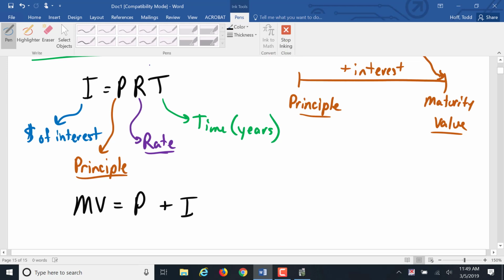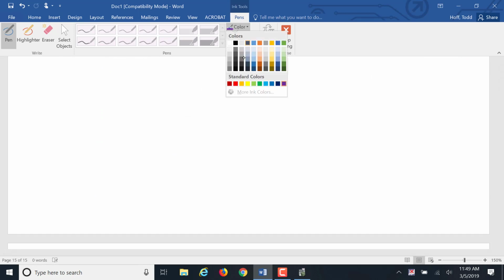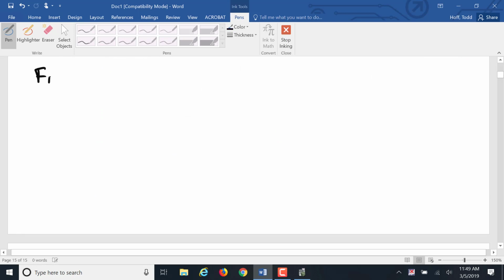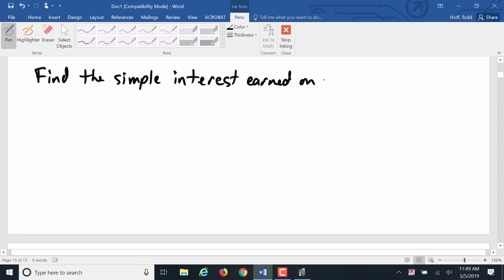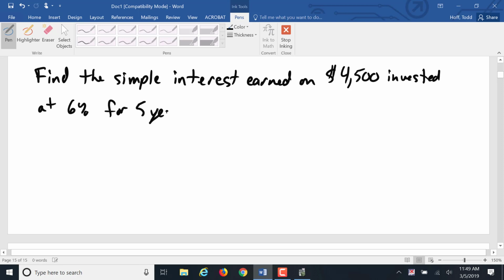So let's focus on this simple interest formula for a while. Let's take an example: find the simple interest earned on $4,500 invested at 6% for 5 years.